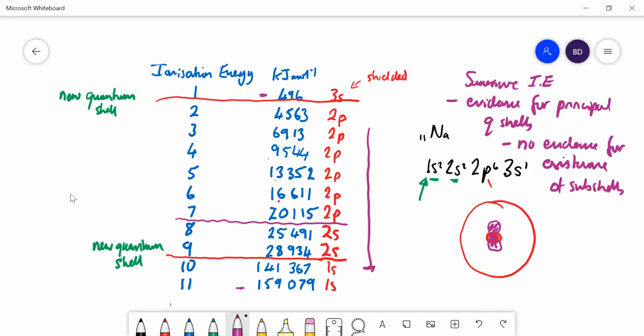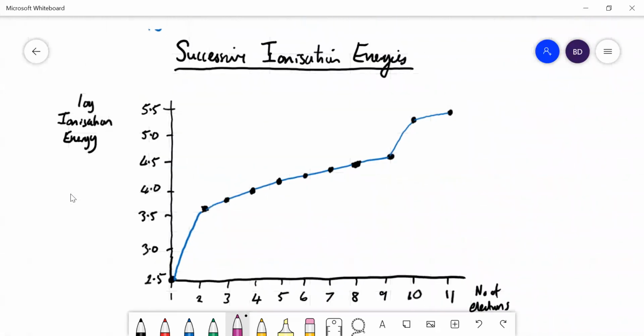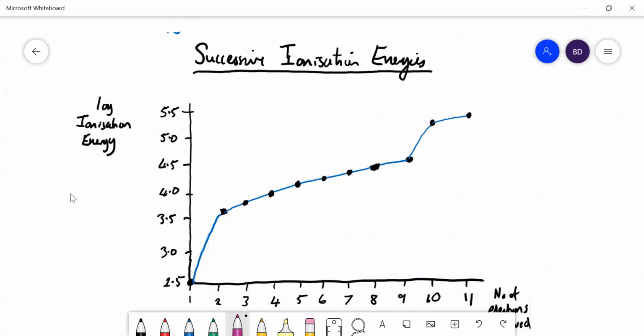is use a log scale. So look here, we have got a log of the ionization energy. You'll learn about logs later if you haven't already, but what it means is that this number is the ionization energy: 2.5 means it's 10 to the power of 2.5, and this one here is 10 to the power of 4, and so on. So it has the effect of squashing a very large range of numbers into a more manageable range, and then we can see a bit of a trend going on in the graph here.